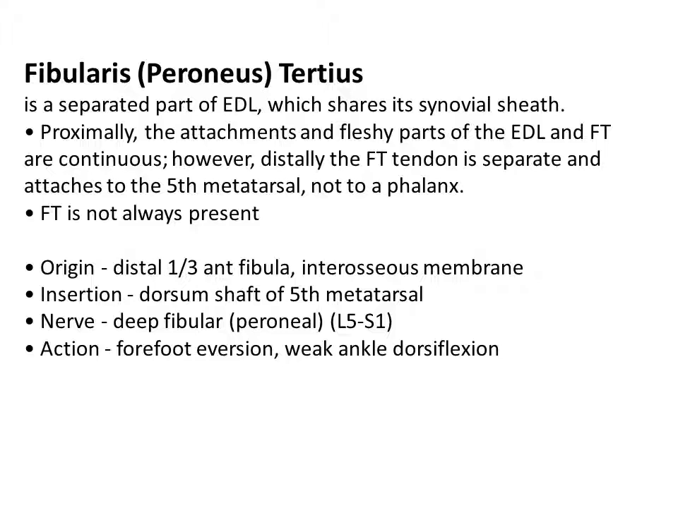Fibularis tertius is a separated part of the extensor digitorum longus, which shares its synovial sheath. Proximally, the attachment and fleshy part of the extensor digitorum and fibularis tertius are continuous. However, distally, the fibularis tertius tendon is separated and attaches to the fifth metatarsal bone, not to the phalanges. Fibularis tertius is not always present in all people.